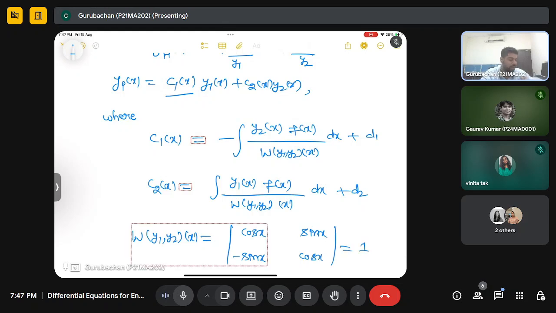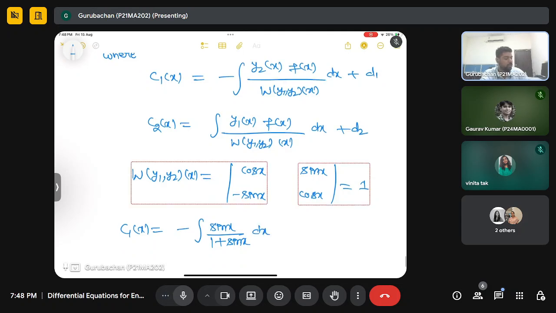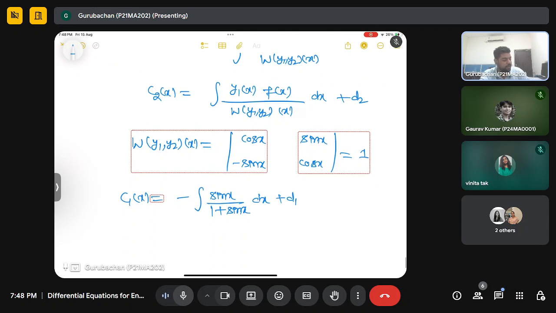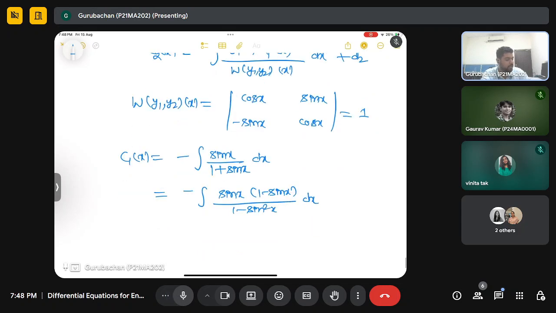So this task becomes a little easy with respect to this Wronskian. Then C1 will be, since y2 is sin x and this function is 1 plus sin x and the Wronskian is 1, this integration plus some constant d1. We will apply this constant after doing the integration. So you will multiply by 1 minus sin x in the numerator as well as in the denominator. This will make the task a little easy for you.